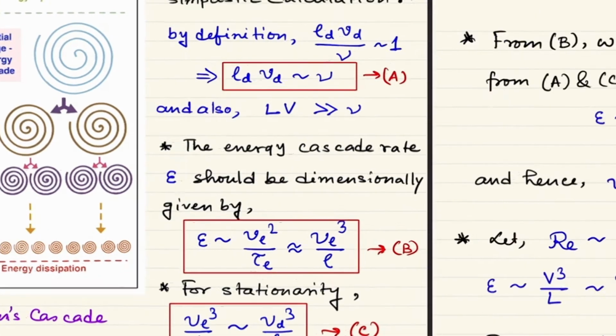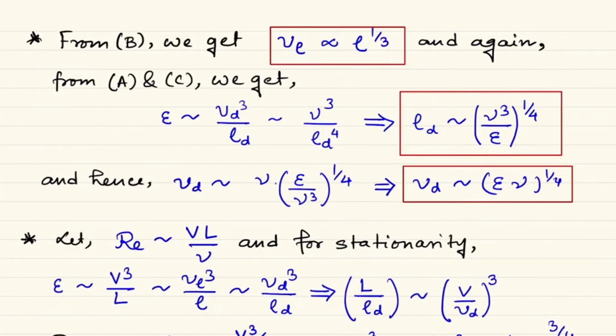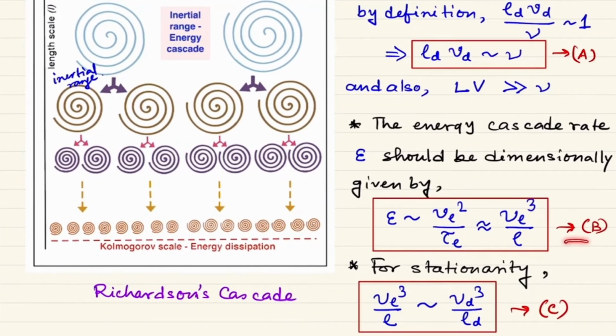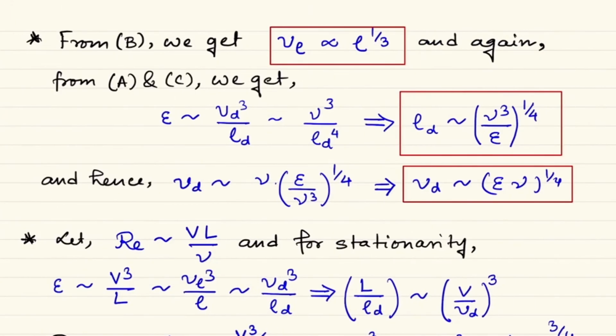So from this one you can simply say, just a minute, if you just see, this is the B, number B. This one is not depending on L, so you can say that V_L cube will be of the same order as L, so V_L will be proportional to L to the power 1 by 3.